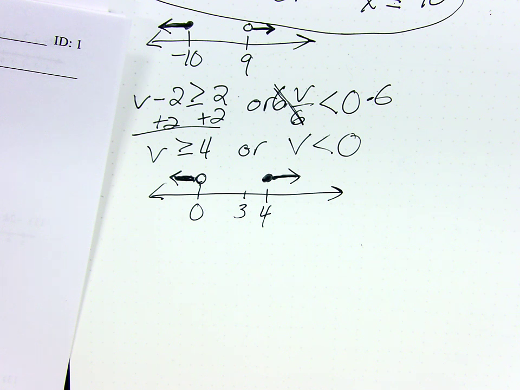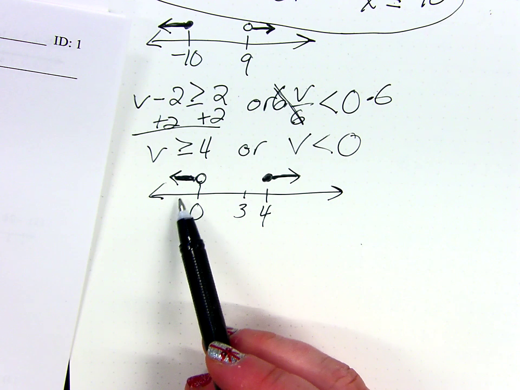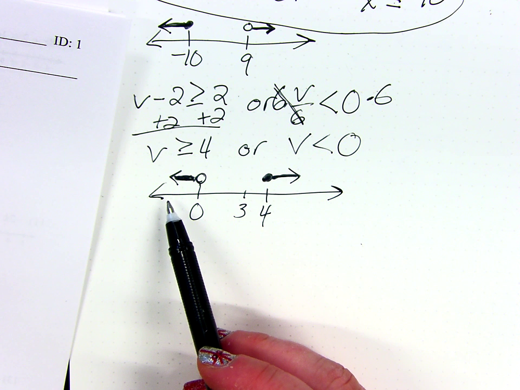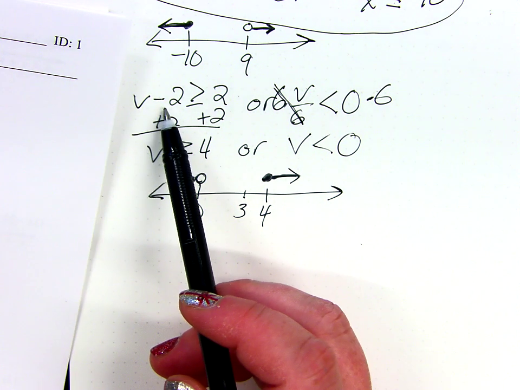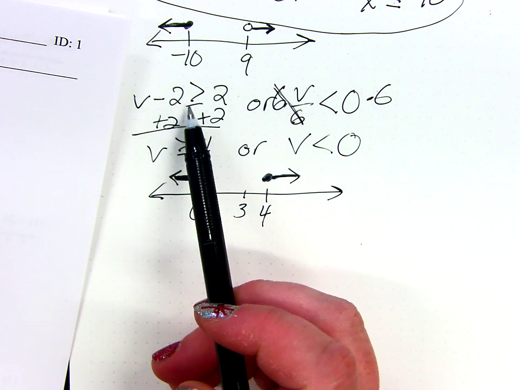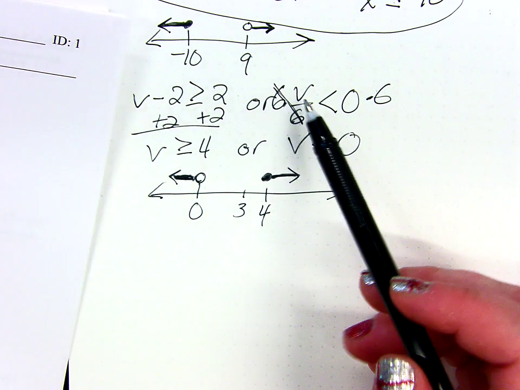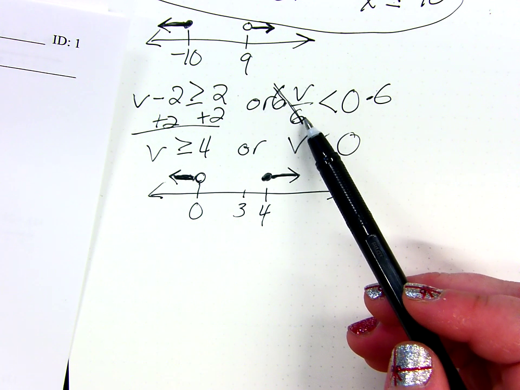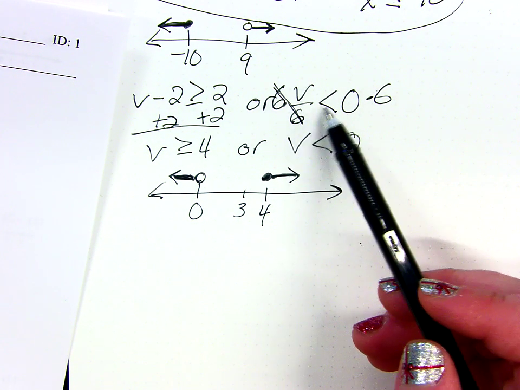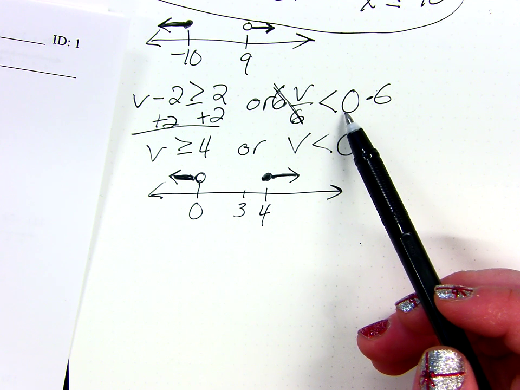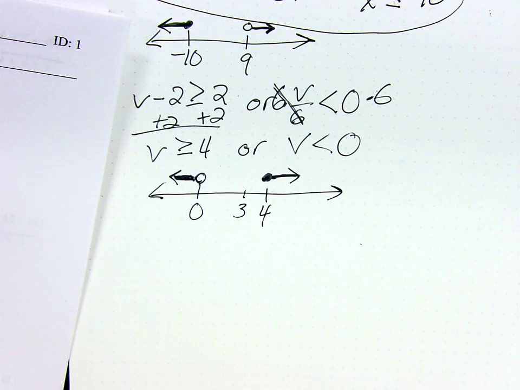What about -1? It should work in at least one of them. -1 minus 2 is -3, which is not greater than or equal to 2, so it doesn't work there. But if I did -1 divided by 6, that's -1/6. Isn't that less than 0? It is, so it does work in that one.